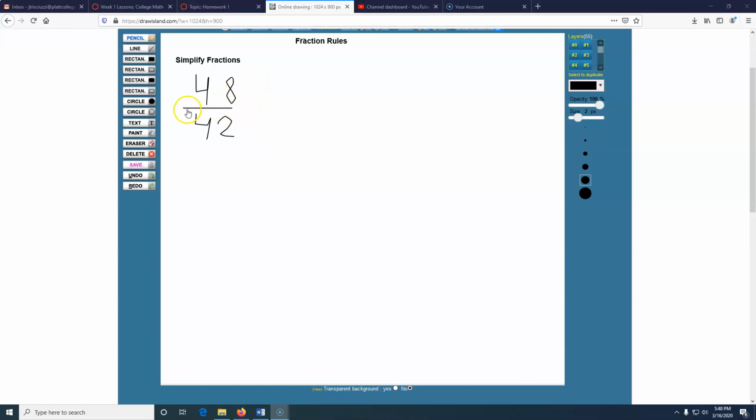So what we have found is that looking at these two numbers, the numbers that they have in common, the largest one is 6. So that's what we're going to want to divide by. So we're going to go ahead and divide each of these by 6. And if you know your tables, you can do this very quickly. But what you end up getting is that 48 divided by 6 is going to be 8, and 42 divided by 6 is 7.